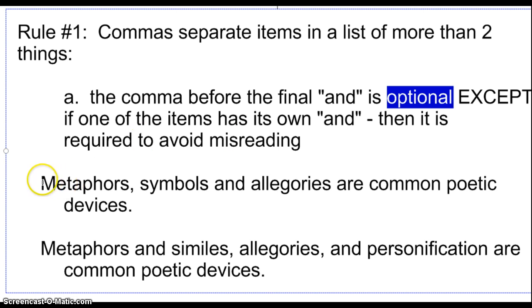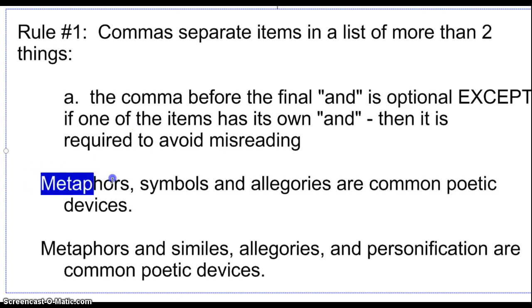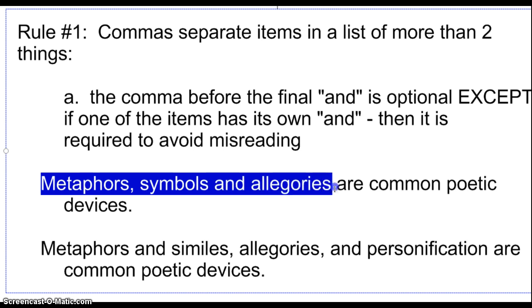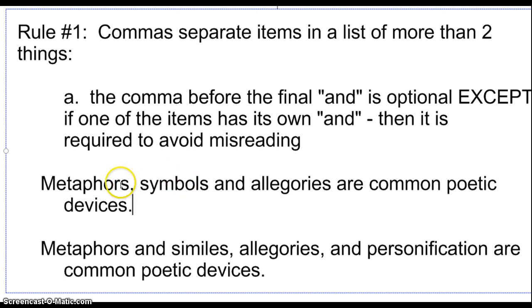So for example, down here in the first sentence, I have 3 items in my list. Metaphors, item number 2 is symbols, item number 3, allegories. I have more than 2, so I know that I'm going to have a comma somewhere. This comma between metaphors and similes is absolutely required, and that's there to tell my reader that these 2 nouns are separate things. It's not a typo, I didn't forget a possessive apostrophe. These are 2 separate nouns.